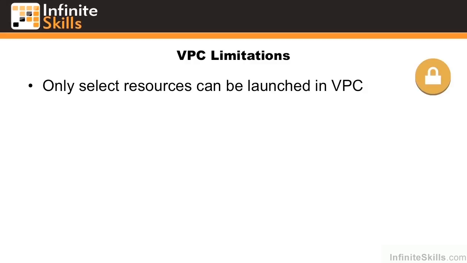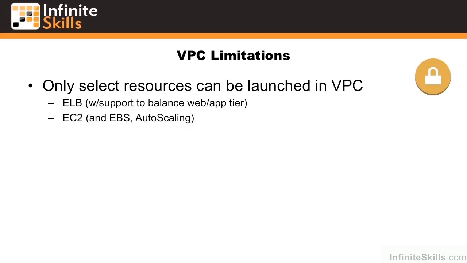VPC comes with several limitations. Only select resources can be launched into the VPC. Currently, that includes ELBs, with support to balance between the web app tier only in the VPC, EC2 as well as EBS and autoscaling, RDS, or Relational Database Service, and Elasticache, or the Memcache compliant in-memory cache.